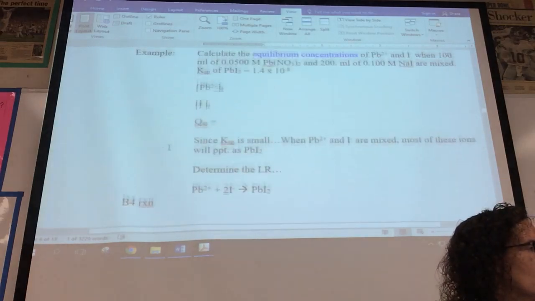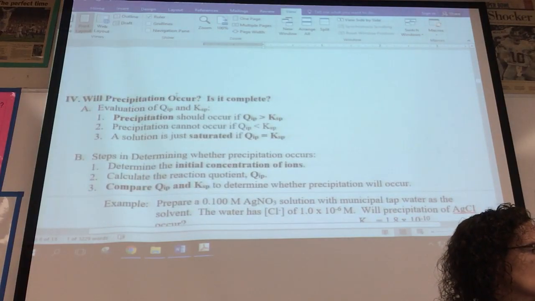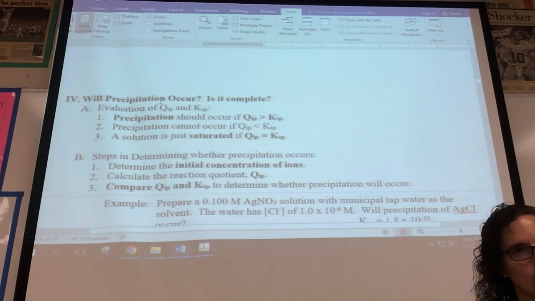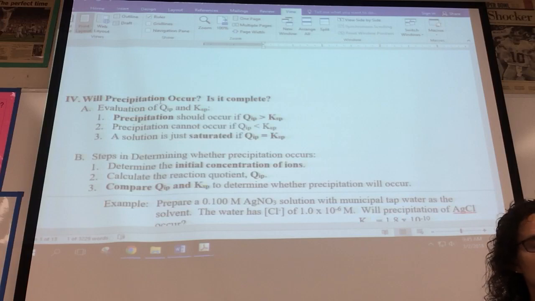What we were talking about in this section, and this is a big section, is we were looking at whether precipitation will occur. When does precipitation occur? When what is less than what, or when what is greater than what? When QIP is greater than KSP, and be consistent there. Put the Q first, put the KSP second. When QIP is greater than KSP, equilibrium shifts in the reverse direction, thus precipitation.